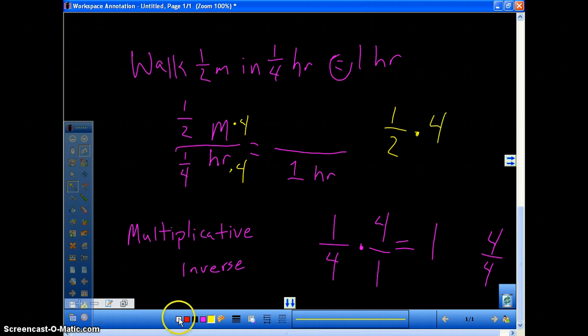We talk about, we're comfortable with multiplying fractions by fractions. 4/2. Simplify 4/2. 4/2 simplified ends up being 2. So if a person walks 1/2 mile per quarter hour, how far will they walk in 1 hour? They will walk 4 miles.